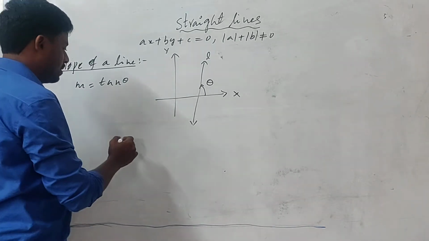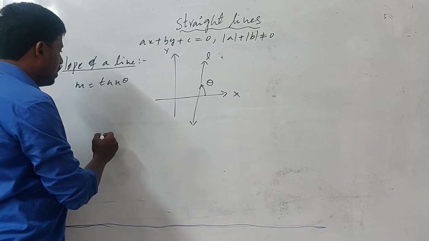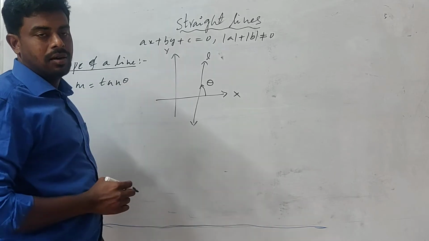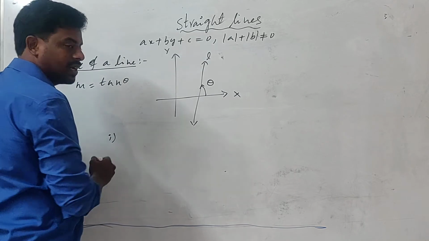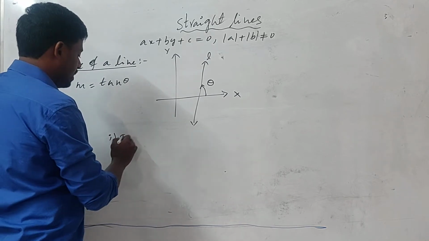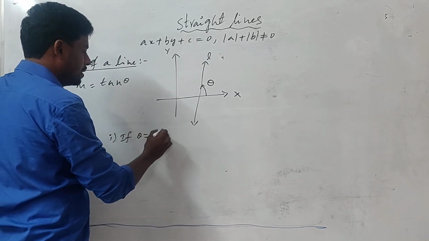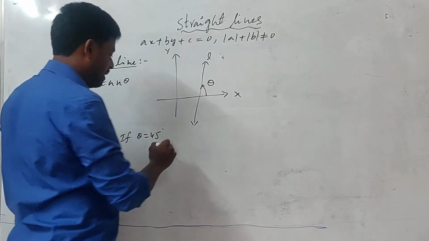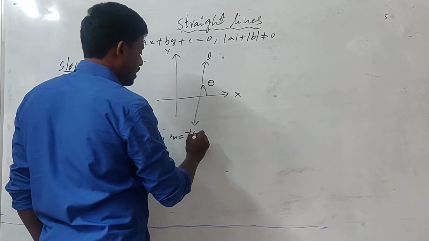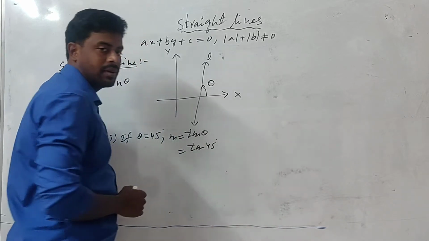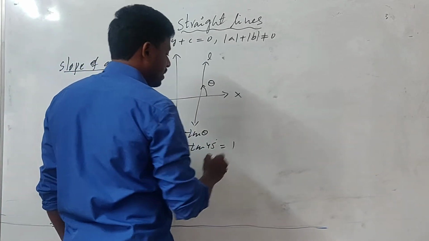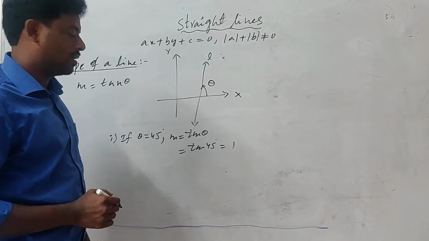So how many cases do we have? How to use the slope of a line? For example, when they give the theta value, if theta equal to, for example, 45 degrees, what is the slope of a line? m equal to, by using the formula tan theta, if you put theta equal to 45 degrees, tan 45 degrees equal to 1. So the slope of the given line equals 1.